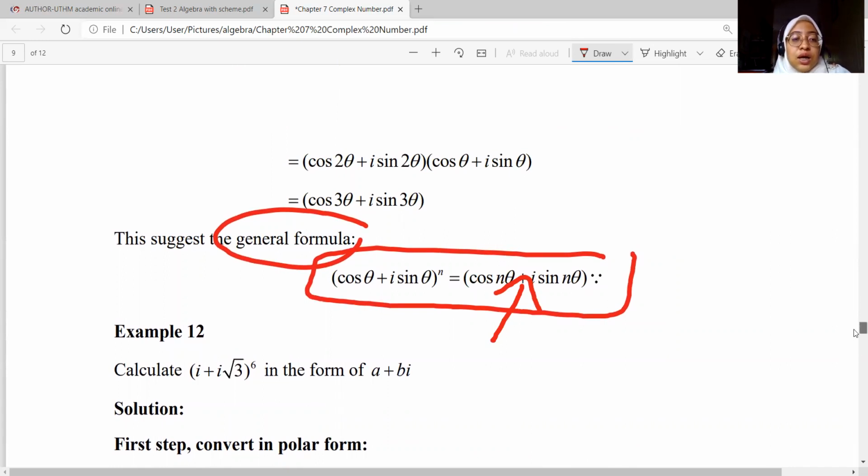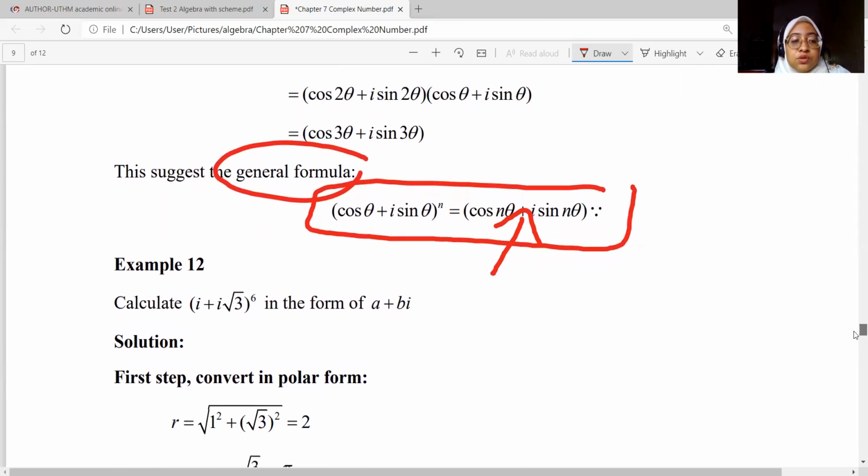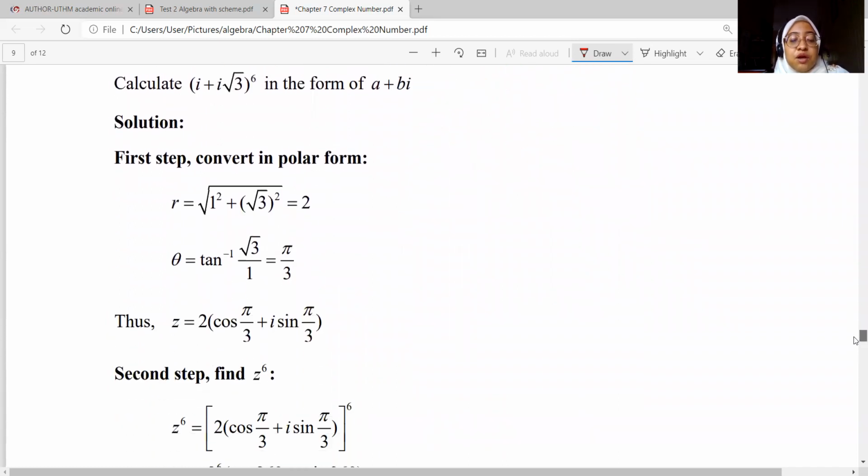Okay, so calculate 1 plus i square root of 3 to the power of 6 in the form of a plus bi. So you can see the step by step. First step, you have to convert to polar form. So we get the r. I think that this is 1, not i. So we get that r is equal to 2, and theta is equal to pi over 3. Okay, this is the first step, and then we convert into the polar form.